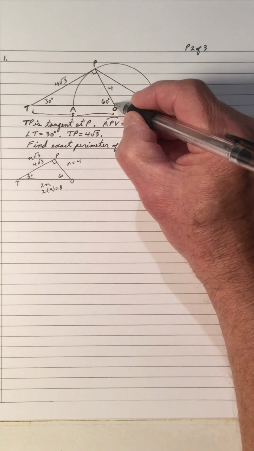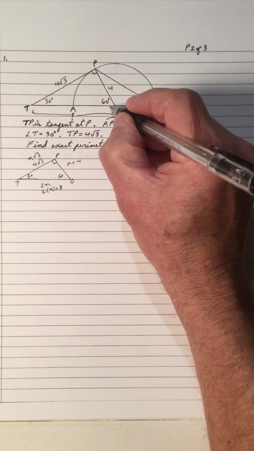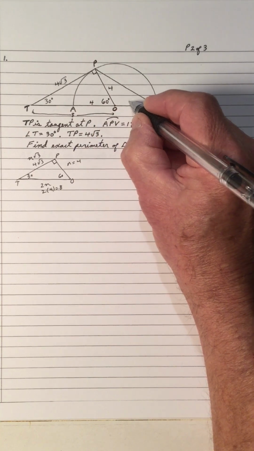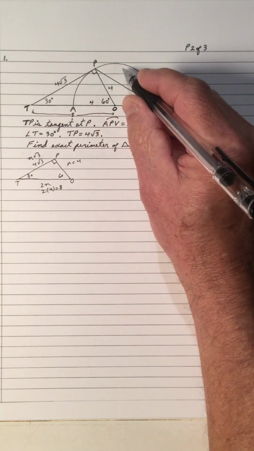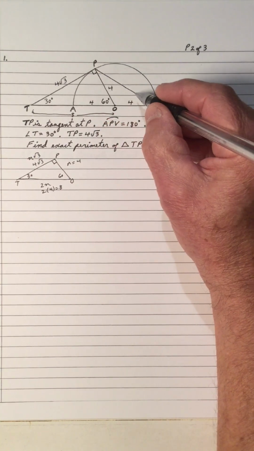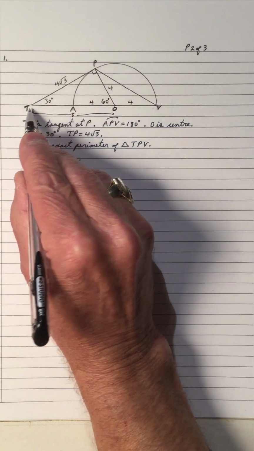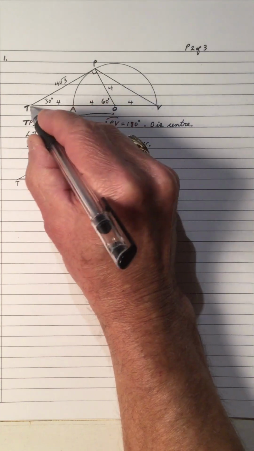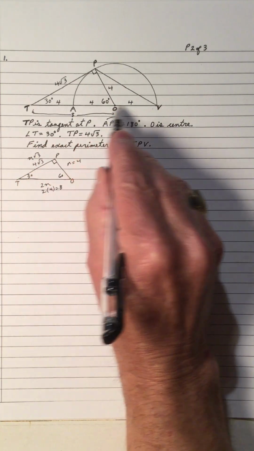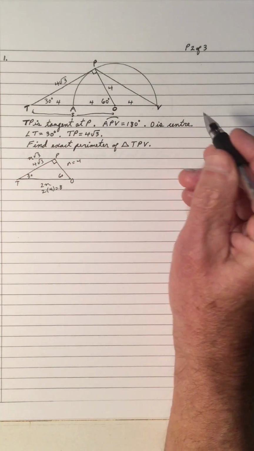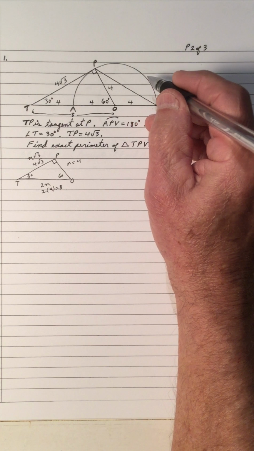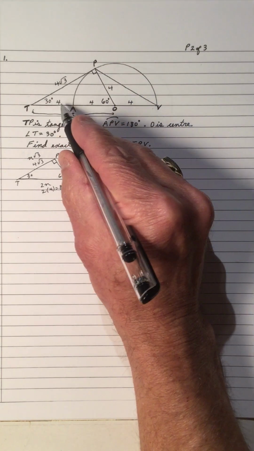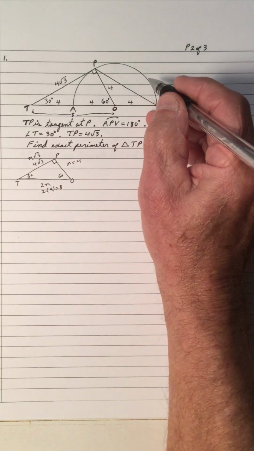Because this is a radius, AO is 4. That means OV is 4, because all radii of a circle are equal. Now, if TO is 8, that means that TA is 4. So we got a 4, a 4, a 4. Now, let's continue. How are we going to get the perimeter? We need the length of this side.